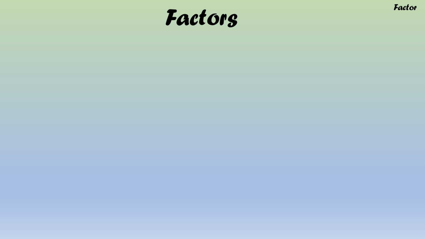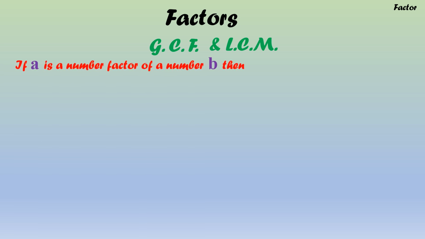And we use the factors of numbers to find the greatest common factor and the least common multiple of these numbers. Let's start by finding the least common multiple. If we have two numbers a and b where a is a factor of b, then the least common multiple of a and b is equal to b, the multiple of a. So if a is a divisor of b, the least common multiple is the multiple, not the divisor, which is b.